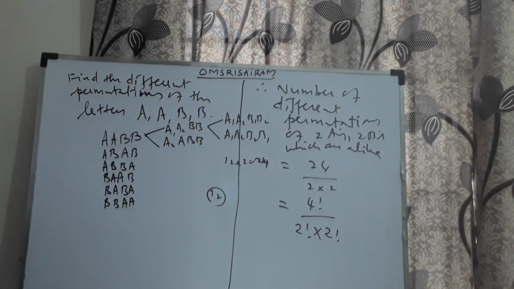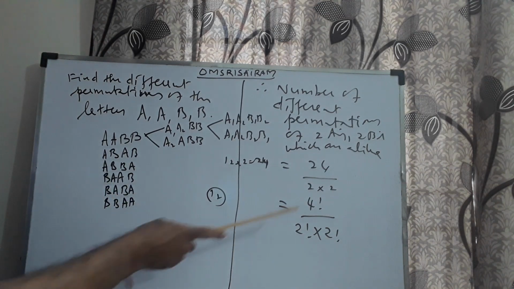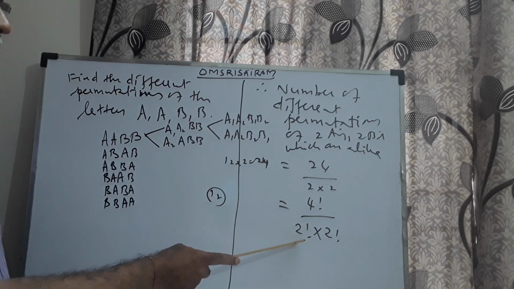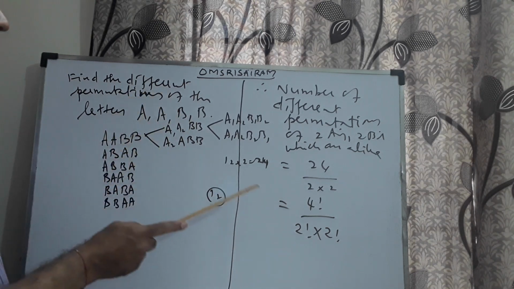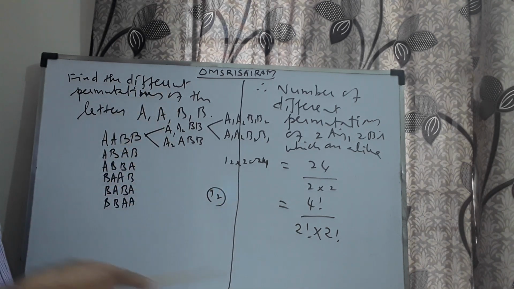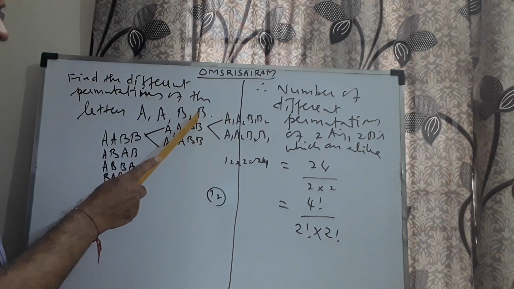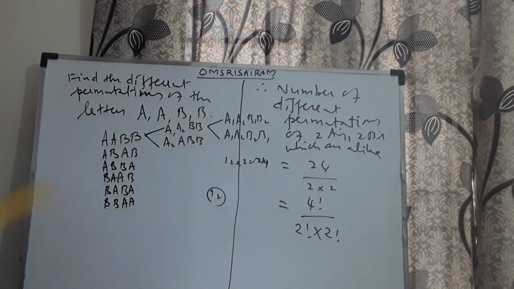Practically speaking, the 4 factorial here is the total number of letters. The 2 factorial here is how many letters are repeated, so many letters are alike. And I repeat once again, there are two A's and two B's. I'm trying to find out how many arrangements are possible where the two A's are looking alike and two B's are looking alike. Looking at the positions of two A's, I'll be able to think of the various arrangements.